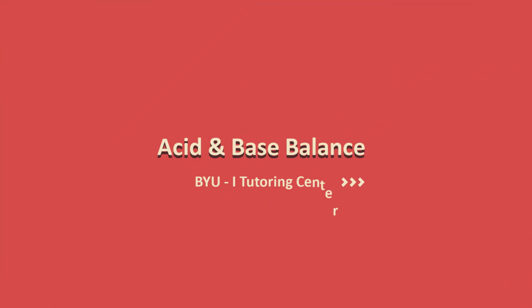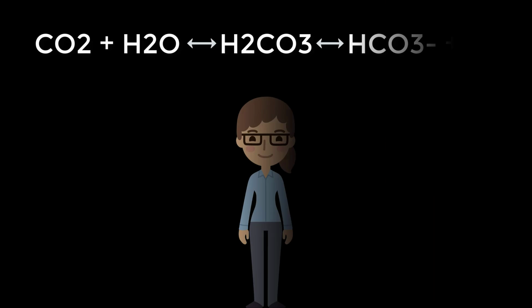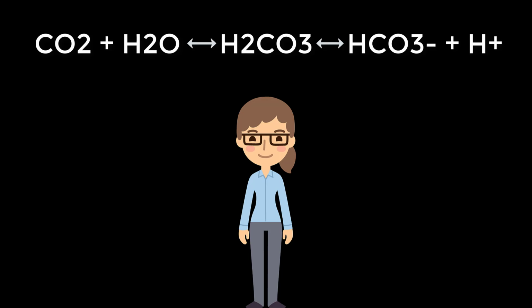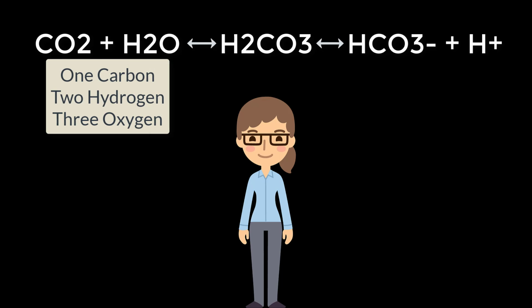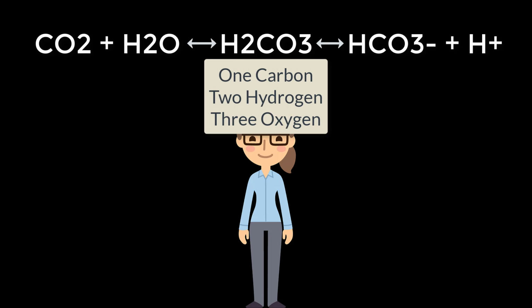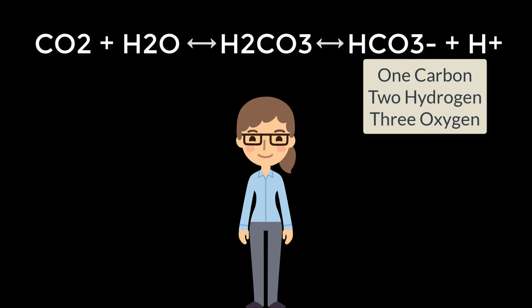Today we are going to be talking about acid and base balance. The foundation of acid-base balance in the body is this equation. CO2 plus H2O equals H2CO3, which will equal HCO3 minus plus H plus. Note that each part of this equation has an equal number of carbons, hydrogens, and oxygens. They are just combined in different ways throughout the equation.